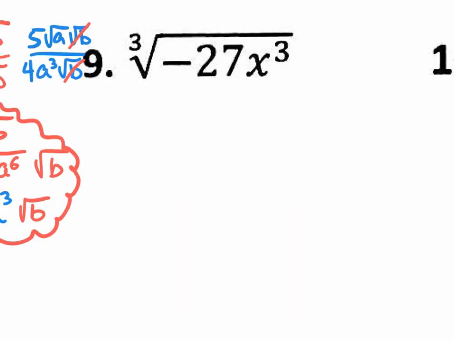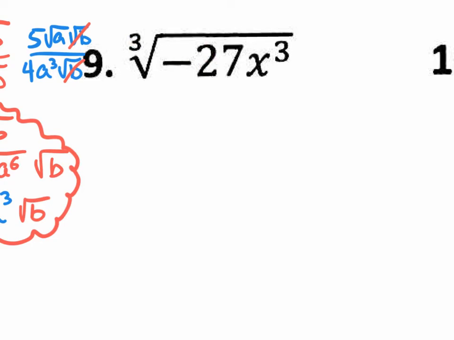If you're thinking, oh, we're going to have an imaginary answer here because of this negative sign, that's wrong. Why? Because this is not a square root. This is a cube root. And remember, you can do the cube root of negative numbers, right? It's really asking yourself, what times itself 3 times will give you negative 27?